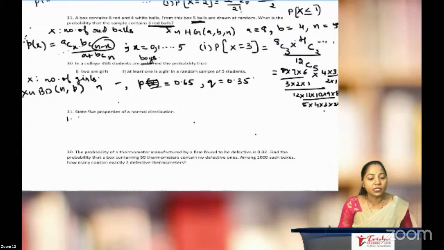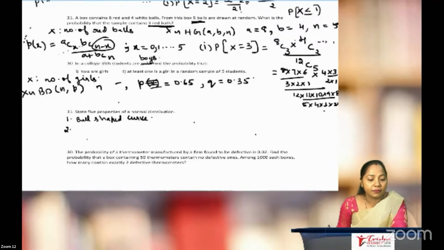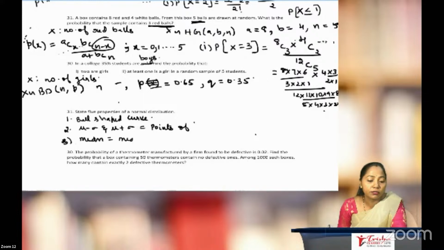So what can you write? It is a bell-shaped curve. Okay. Then, can you tell me the points of inflection? You can mention that the points of inflection are mu minus sigma and mu plus sigma. Yes, mean, median, mode are equal.